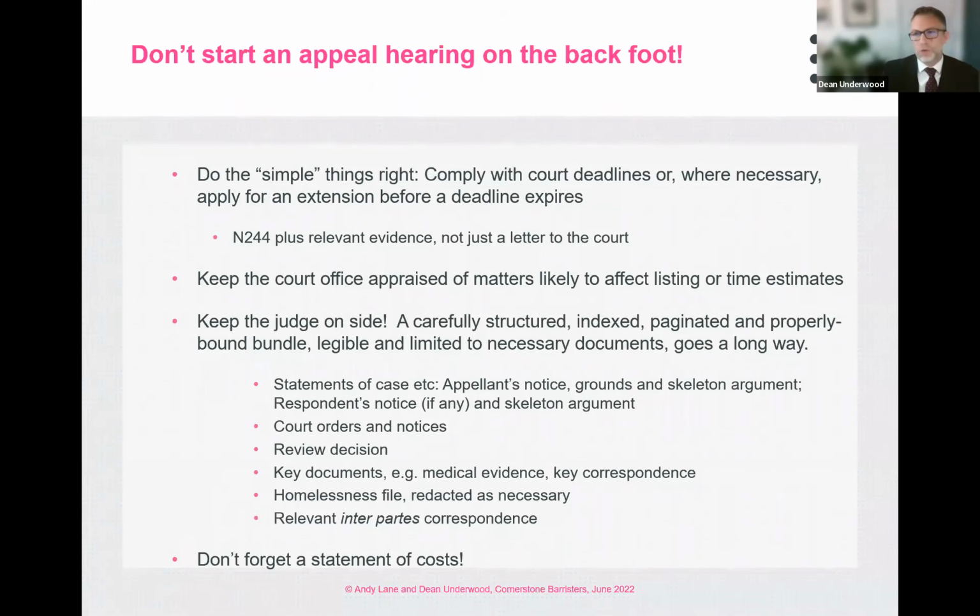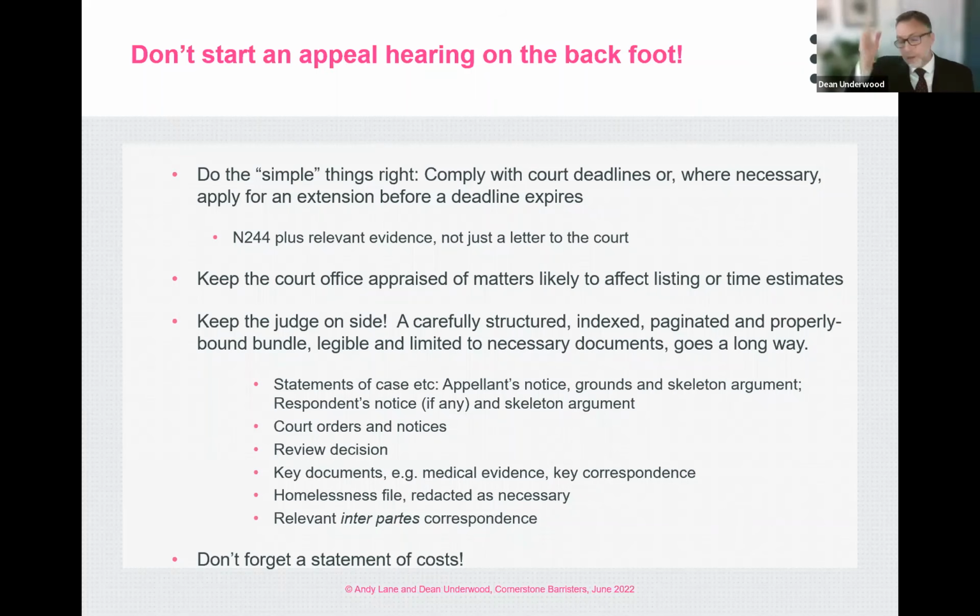By the time we reach the court in a Section 204 appeal, there is only one person in that courtroom whose opinion and whose judgment matters, and that, of course, is the judge. And so keeping the judge in particular happy and making the judge's job as easy as possible is, you might think, critical to getting off on the right foot, the front foot. So don't start an appeal hearing on the back foot, as the slide says. Do the simple things right.